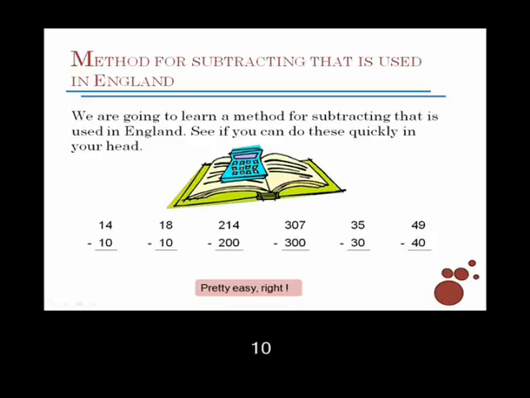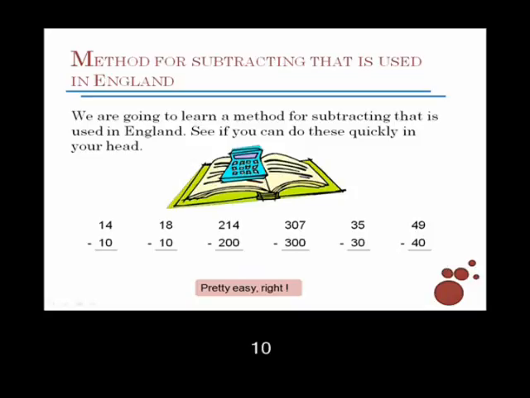What did you get? Did you get 4? 18 minus 10 is 8. 214 minus 200 is 14. And 307 minus 300 is 7. 35 minus 30 is 5, and 49 minus 40 is 9. Now, by the time I got done saying all of that, you probably had all the answers done, and you can do them quickly. Pretty easy, right?